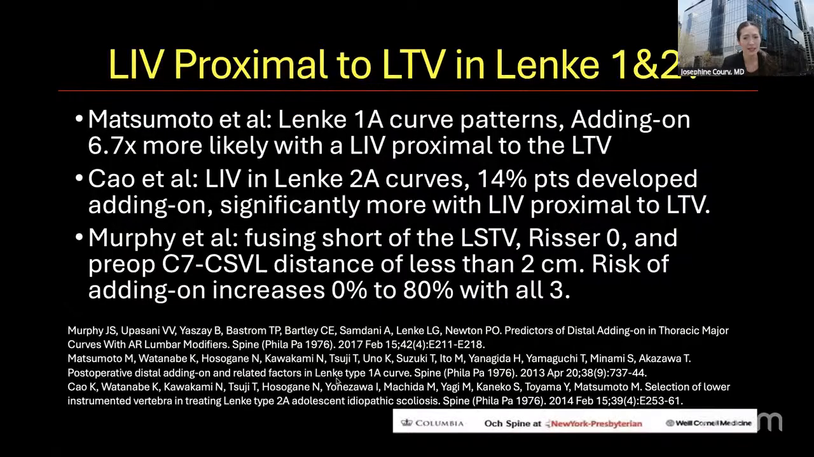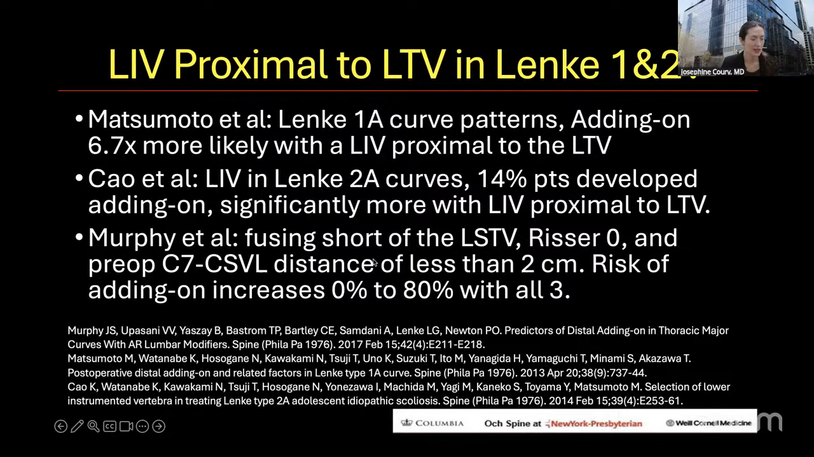There've been a few studies that have shown that when you fuse proximal to the last touched vertebra, it cannot be a good situation for patients. So this Matsumoto study found that the risk of adding on was 6.7 times more likely if the last touched vertebra was not used as LIV. This Cho study also found that patients who were fused proximal to the LTV had a significantly increased risk of adding on. And then this more recent study by Murphy et al.